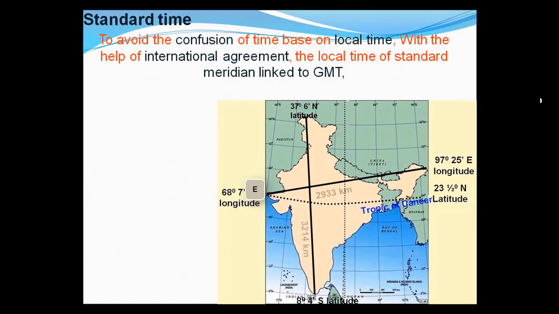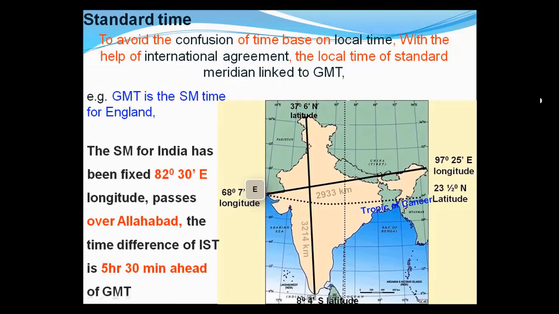Now we'll understand what standard time is. To avoid the confusion of time based on local time, with the help of international agreement, the local time of a standard meridian is linked to GMT. For example, GMT is the standard meridian time for England.